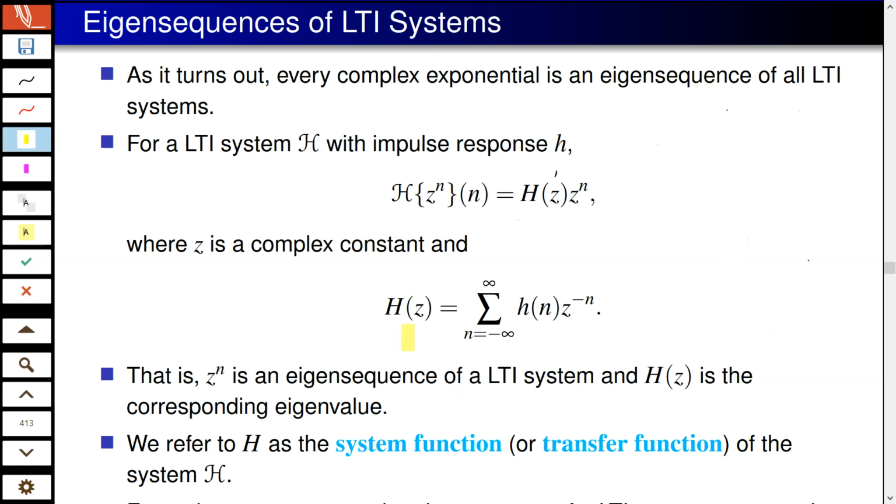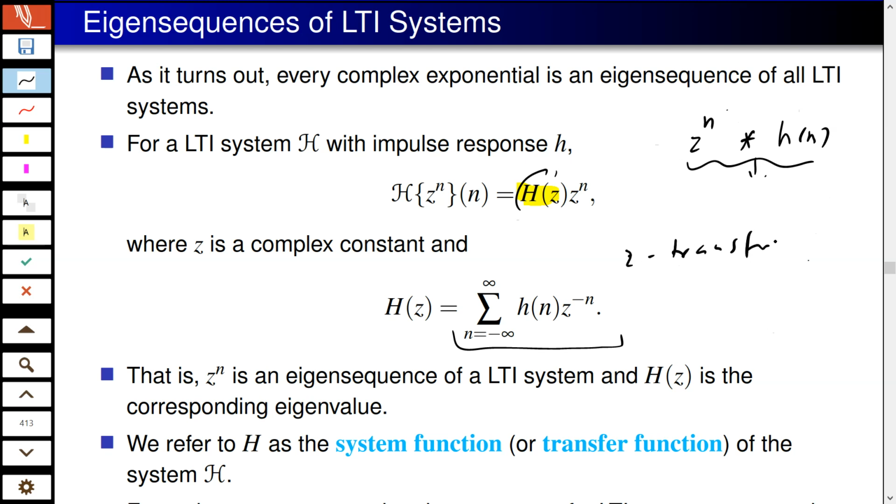And when that happens, the next question is what is this H of z. Because we know LTI involves convolution, you will be convolving with h of n, the impulse response. When you work this convolution out, you know how to convolve, it turns out that this H of z is simply this sum, and this sum, if you think about it carefully, is just the z transform. So the z transform actually arises naturally from this analysis.